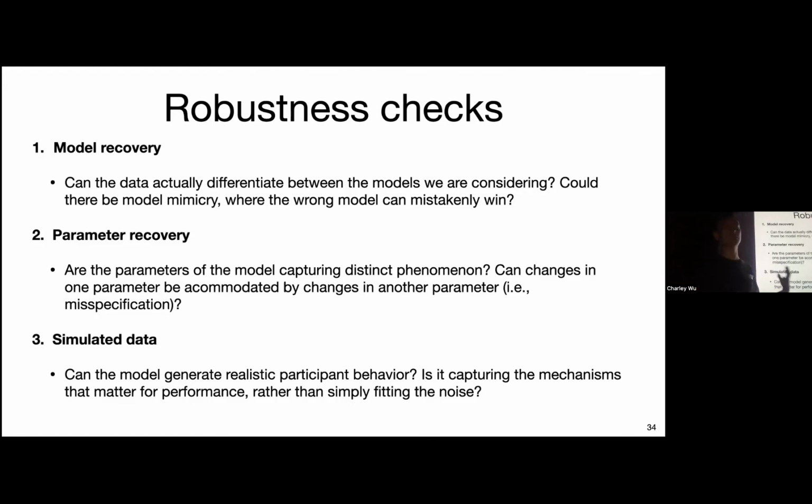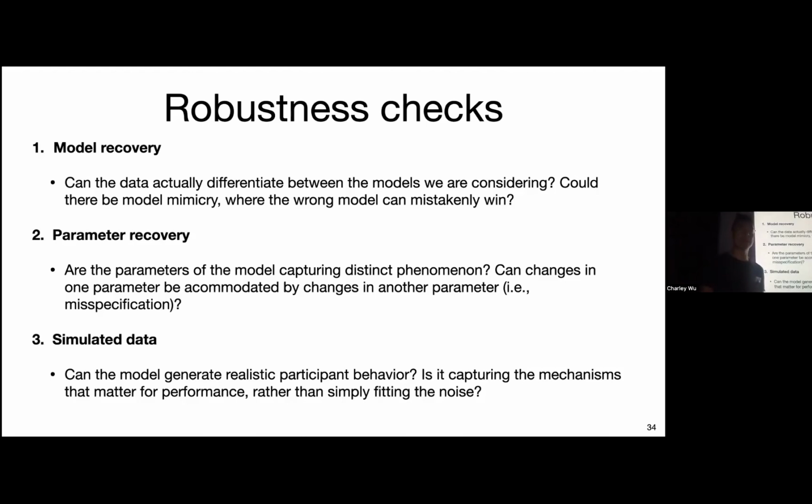The second robustness check is parameter recovery. Are the parameters of our model actually capturing distinct phenomena? Sometimes we want to test hypotheses where parameters capture different interesting hypotheses, but the data simply isn't strong enough to distinguish between them, or these different phenomena are not independent or uniquely identifiable, such that one parameter is correlated with another, and you can change one parameter to also capture behavior of the other, right? So parameter recovery is a way to test if we can really get reliable parameter estimates that are meaningfully unique, and avoid issues of misspecification.